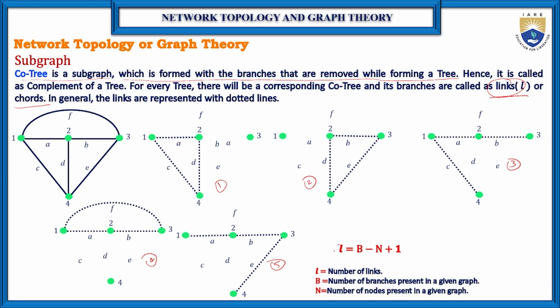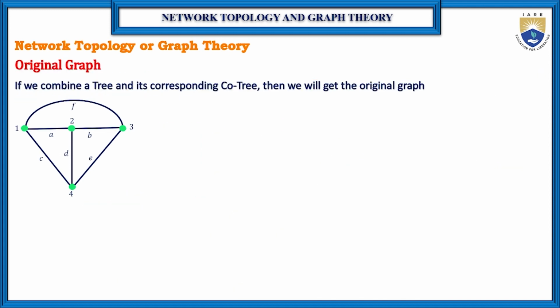Of course, here the number of links is equal to B minus N plus 1. Here B is the number of branches and N is the number of nodes. By using this equation, we can find how many links are there in a particular core tree. Fine.